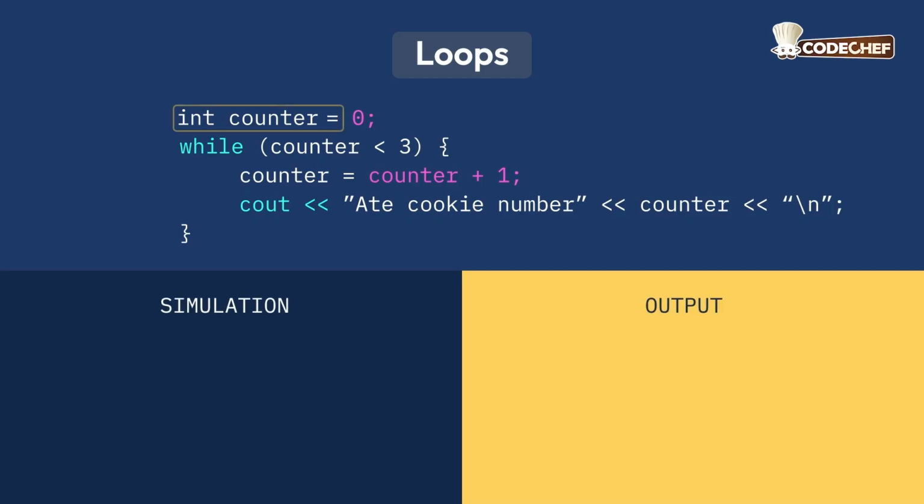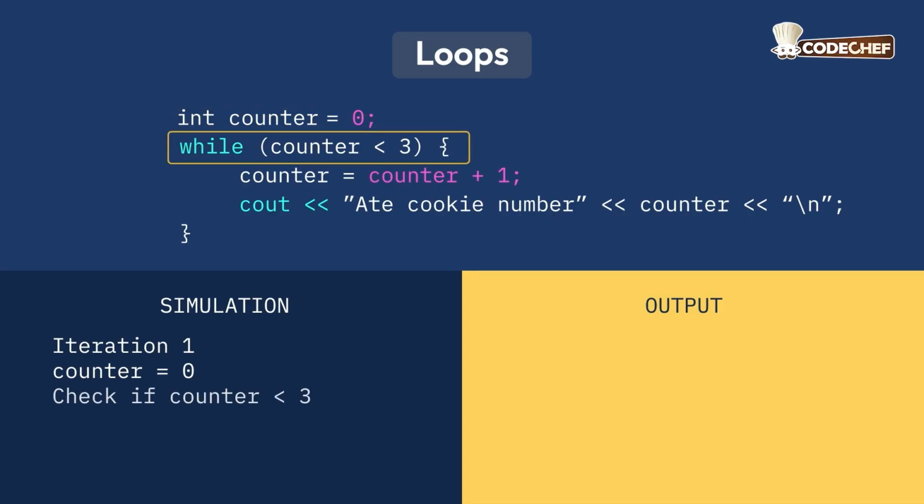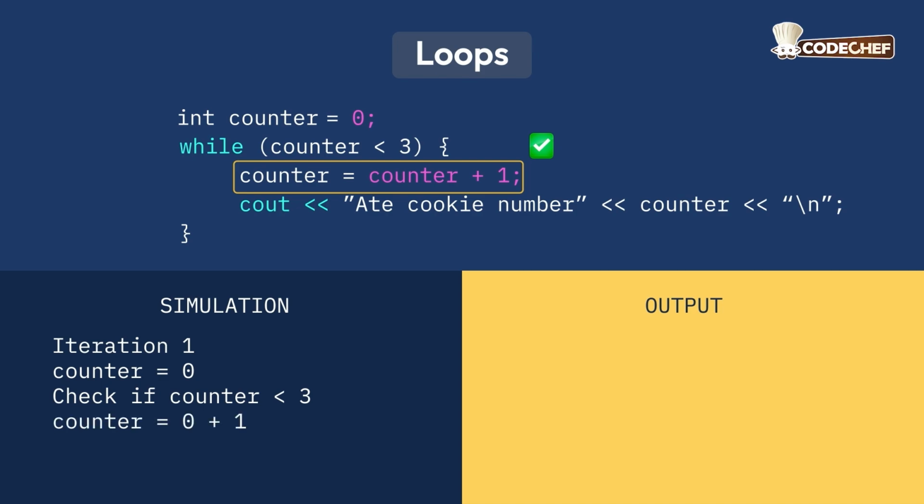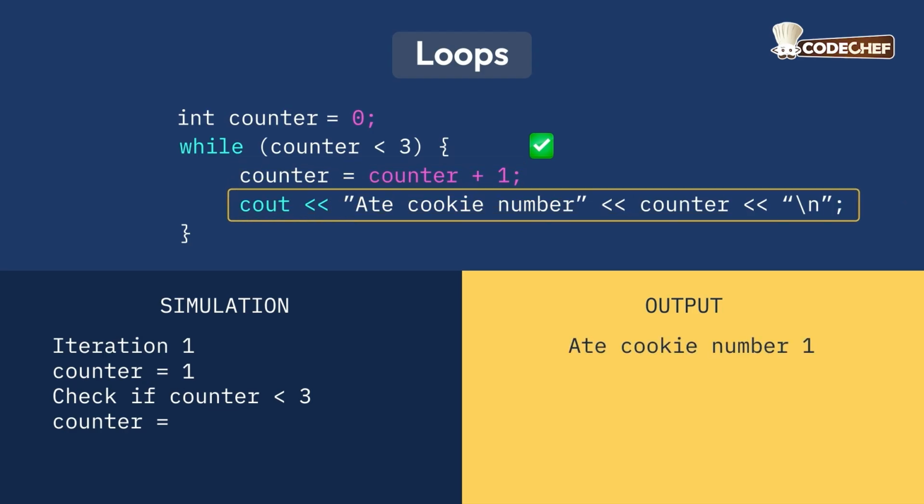In the first iteration, counter value is 0. 0 is less than 3, which is true, so we enter the loop and add 1 to the counter and store it back in counter. Now, when we print the counter, the new value of counter is 1. We print cookie number 1.